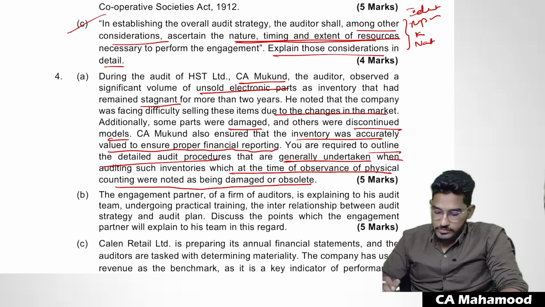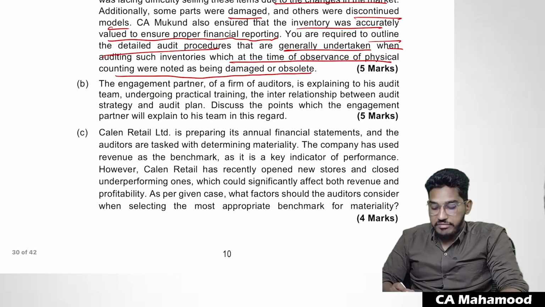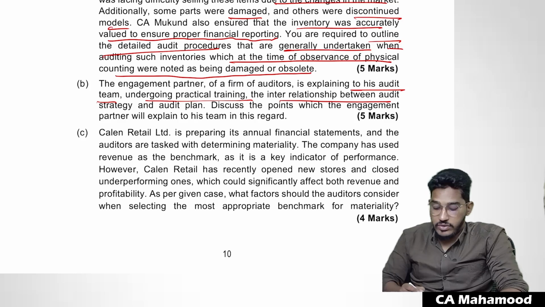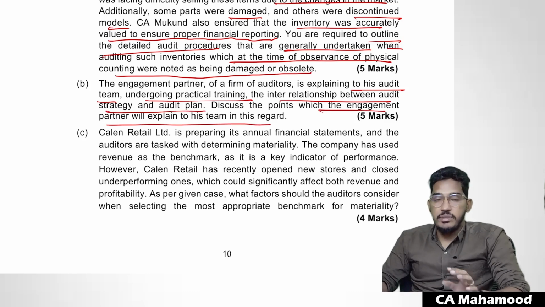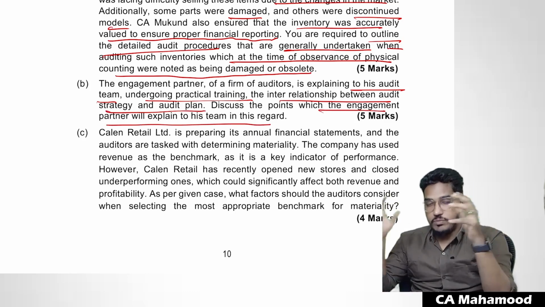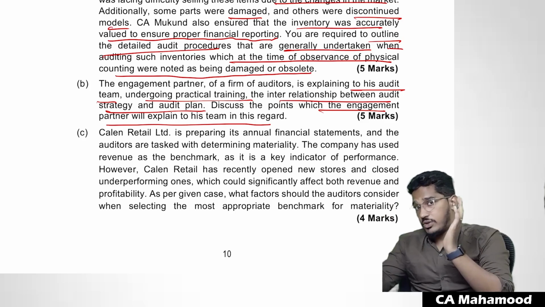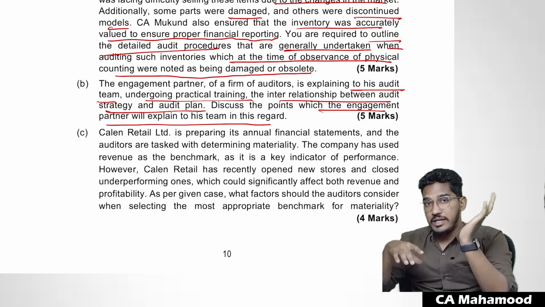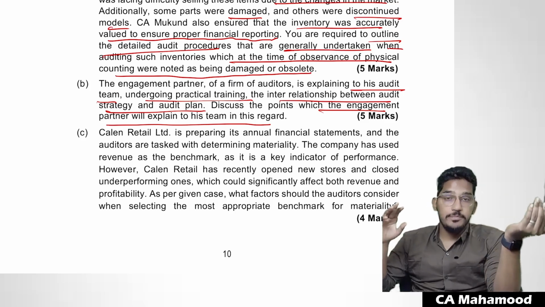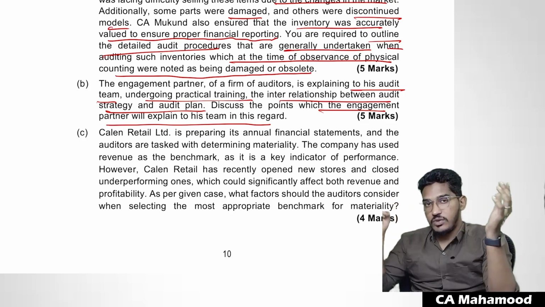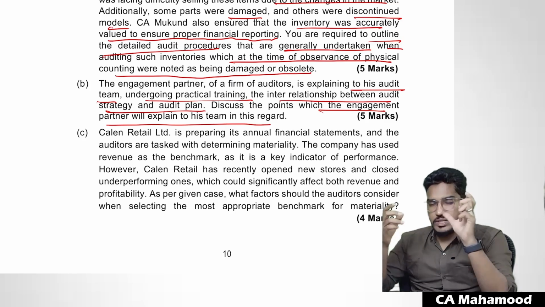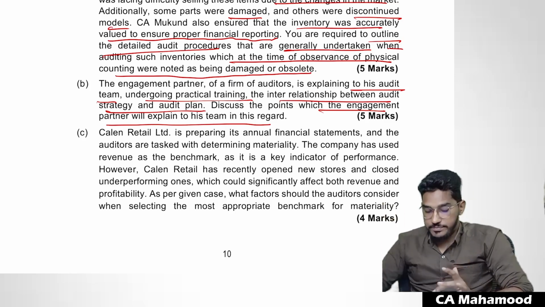Next one. The engagement partner of a firm of auditors is explaining to his audit team undergoing practical training, the interrelationship between audit strategy and audit plan. Discuss the points the engagement partner will explain to his team. We all know both are closely related with each other. The auditor first will establish audit strategy, which sets the scope, timing, and direction of the audit plan. If you make any changes in the audit plan, automatically changes are required to be made in the audit strategy. So development of audit strategy and audit plan are not different processes. They are closely interrelated with each other. So like that we have one question, no? So that question we are supposed to write here.